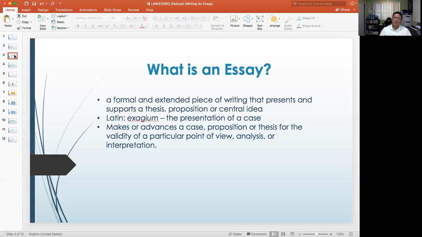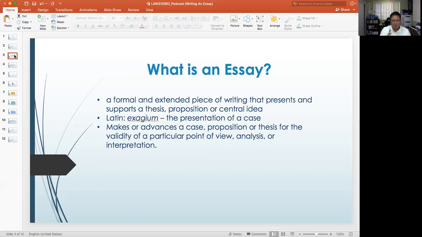In a sense, for students who are doing a doctorate, when they do a PhD and they write a thesis, the thesis can comprise about 75,000 words to even 100,000 words. In a sense, even that thesis is an essay because it is formal, it is an extended piece of writing, and it presents and supports a thesis or a proposition or central idea.